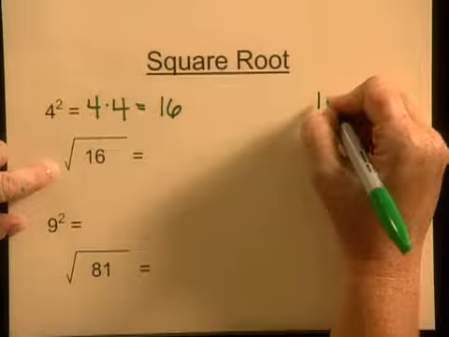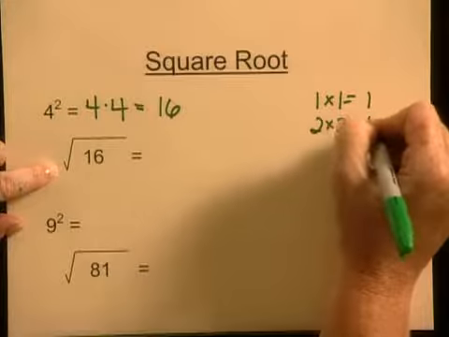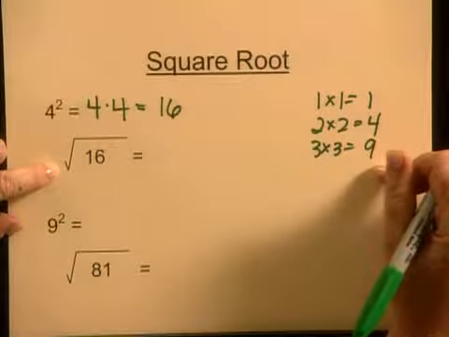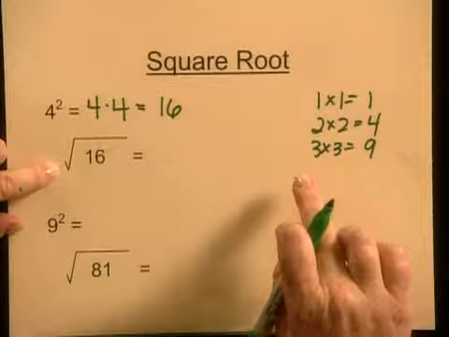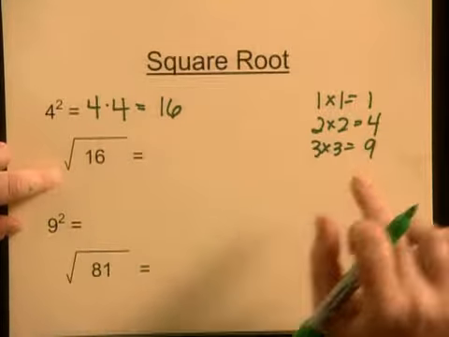For example, if we have 1 times 1, what is our answer? 1. And 2 times 2? 4. And 3 times 3? 9. So 1, 4, and 9 are perfect squares. That means that we have a number times itself gives us our perfect squares.